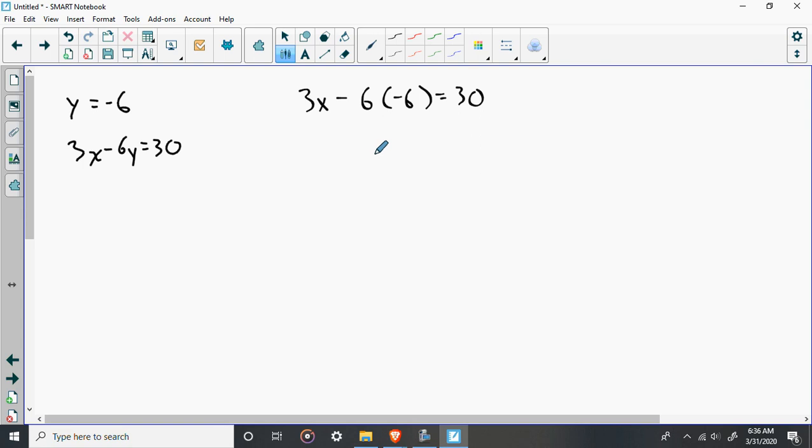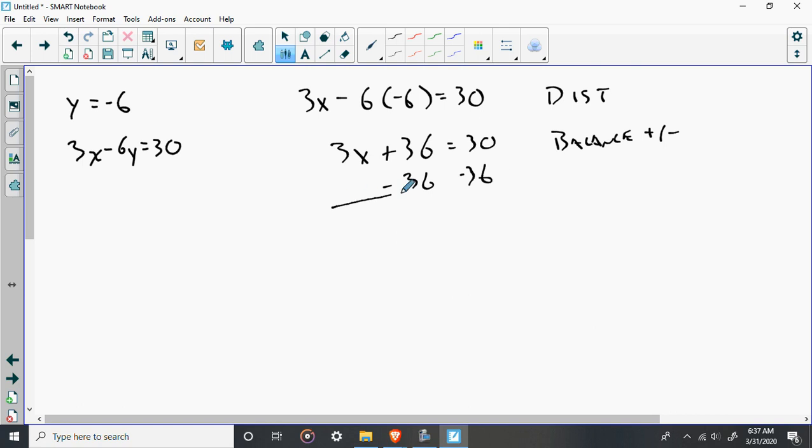So again, we're going to distribute, but there's not going to be a whole lot to distribute. Negative 6 times negative 6 is going to be positive 36. What are we going to do? Let's balance. All right, there's nothing to combine. So let's balance with addition subtraction. Let's subtract 36 from both sides. And let's divide.